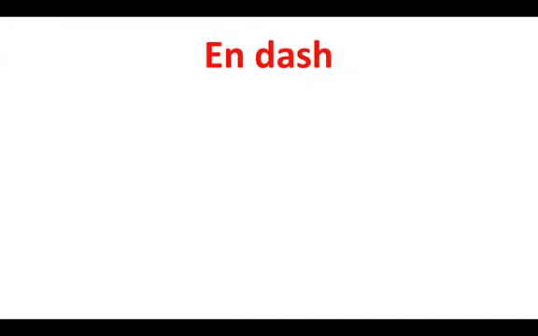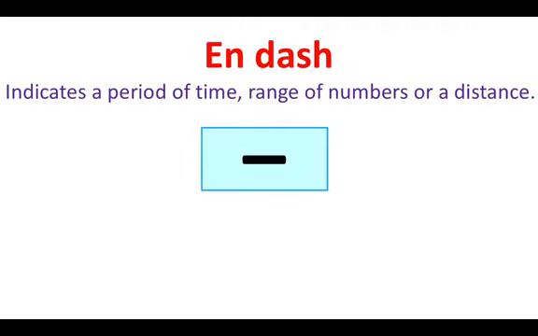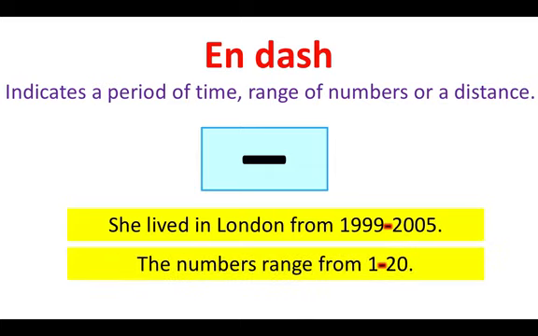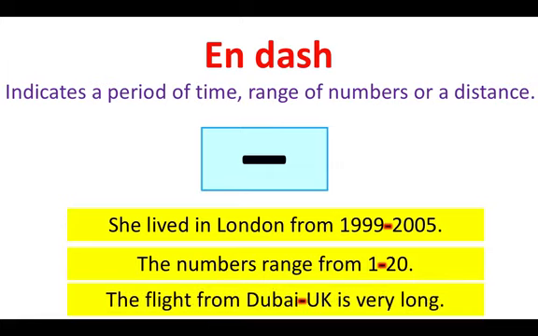N dash. N dash indicates a period of time, range of numbers, or a distance. For example, she lived in London from 1999 to 2005. The numbers range from 1 to 20. The flight from Dubai to UK is very long.